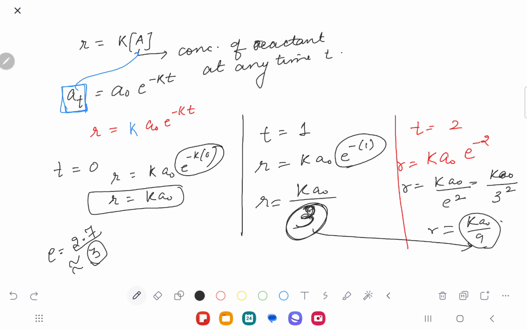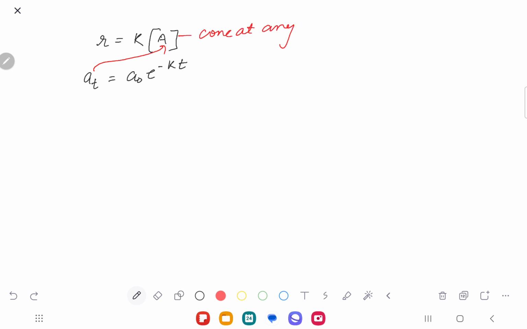Yes, ma'am. What am I trying to tell you here? I am trying to tell you that when you say R equals K A, and when you say A_t equals A naught e raised to power minus kt, and you substitute this value here, because this is also the concentration at any time t, you will say R equals K A naught e raised to power minus kt.